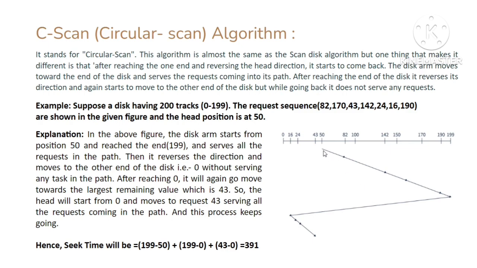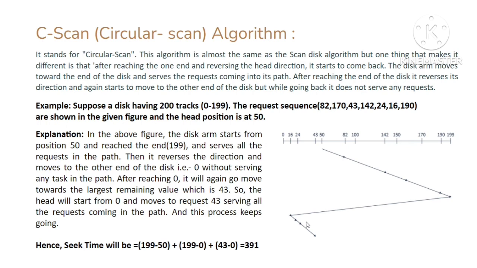It serves the requests only in one direction; in this example it serves requests in the upward direction. When it goes from track number 50 to 190, it will serve 82, 140, 150, and 190. When it reaches 199, it reverses direction and goes to the other end of the disk, that is 0, without serving any request. It just jumps to the other end and does not serve any request in between. After reaching the other end, it again goes in the upward direction and serves requests. It means that in the C-SCAN algorithm, requests are served only in one direction. In the other direction, it just moves without serving any request.